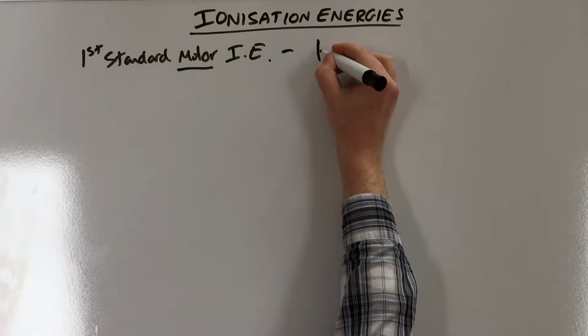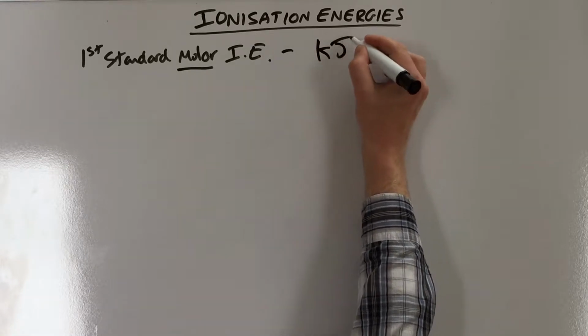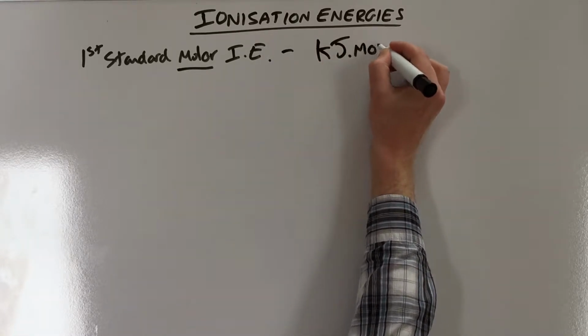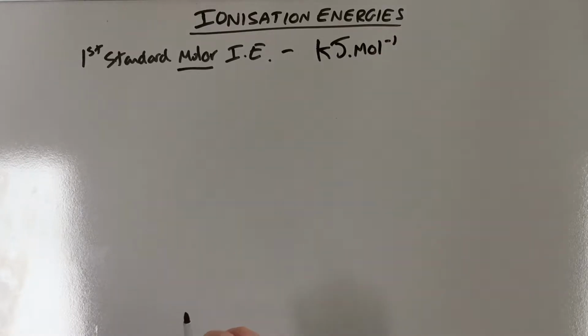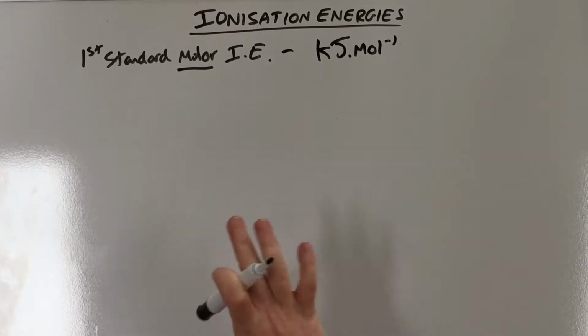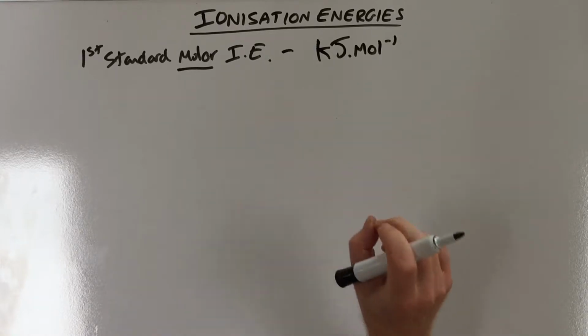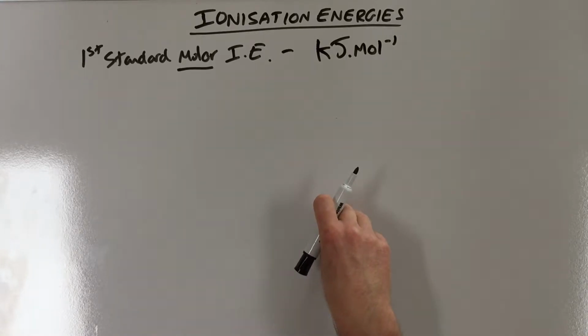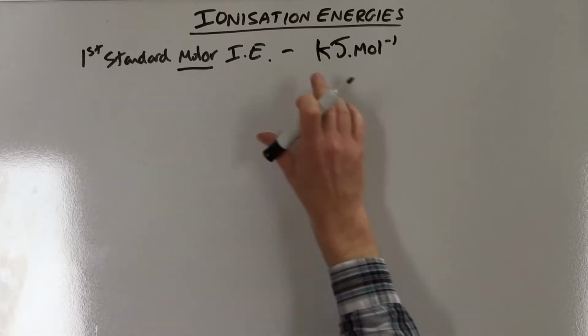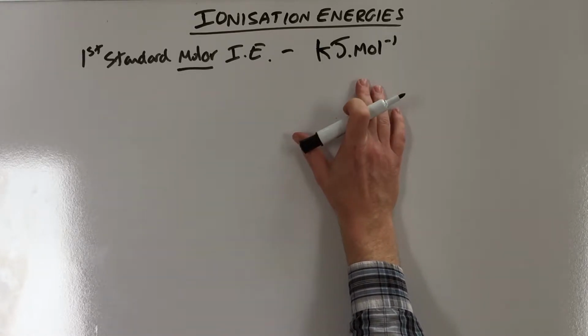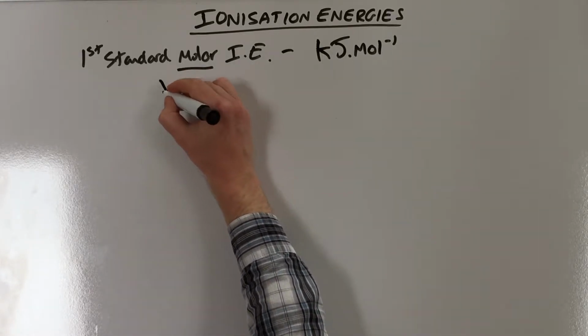And there are units to this because we are talking energy, so it's actually kilojoules per mole. So you'll see these values listed as kilojoules per mole to remove 1 mole of electrons from 1 mole of gaseous atoms. There is a general equation that goes with these ionization energies, and it is as follows.